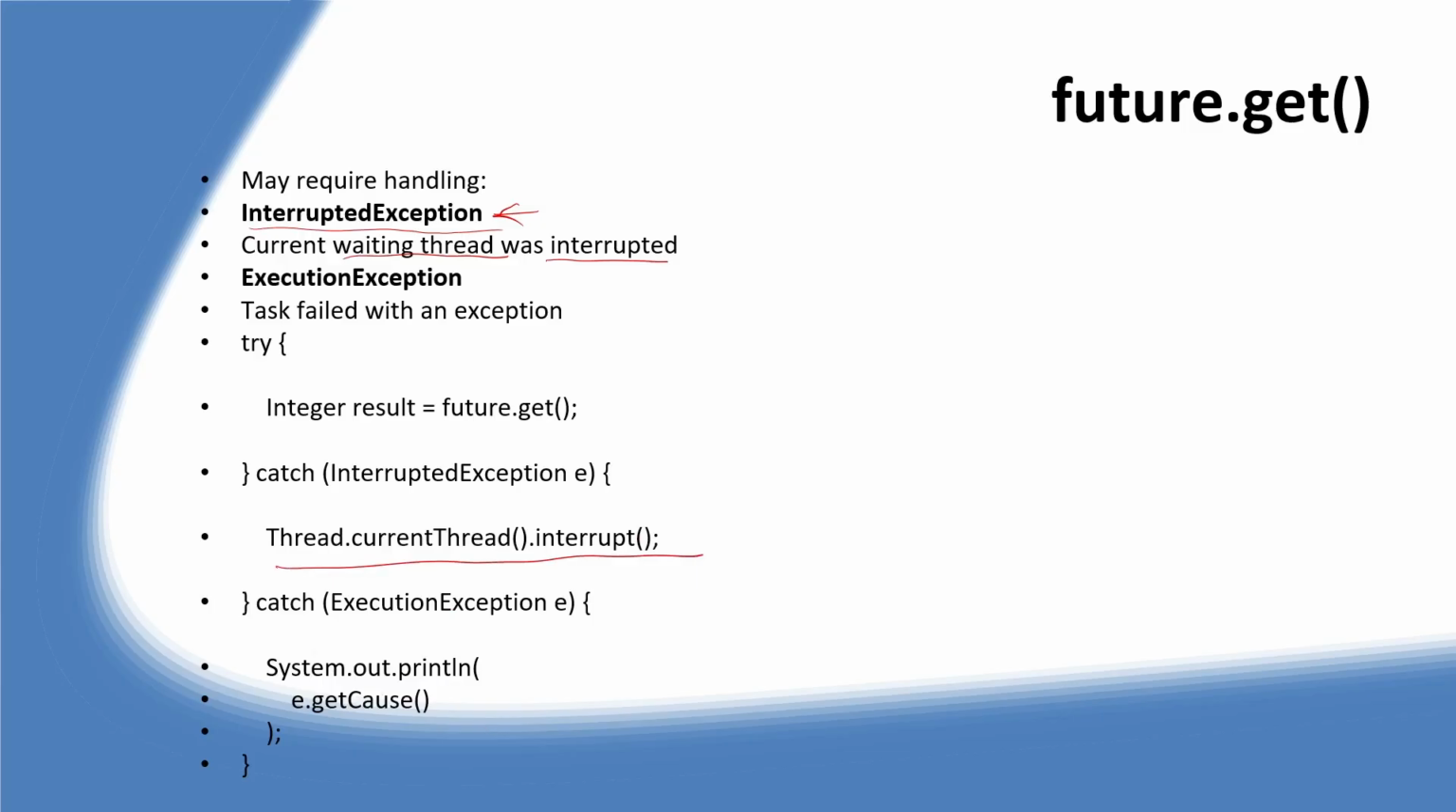And another is ExecutionException. It indicates that the asynchronous task itself has failed. So when using Future, we need to think about both successful result and failure handling.